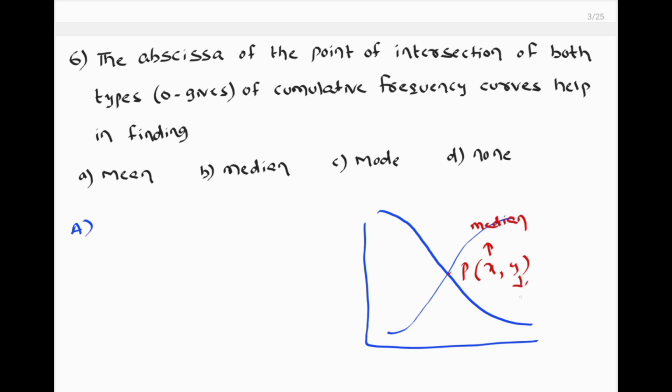So y will be the total observations by 2. It is the n by 2 value. So y will represent the n by 2 value, half of the observations, and x will be the median. Therefore, in the problem, the abscissa, meaning the x coordinate value of the point of intersection of both types of ogives, is the median.